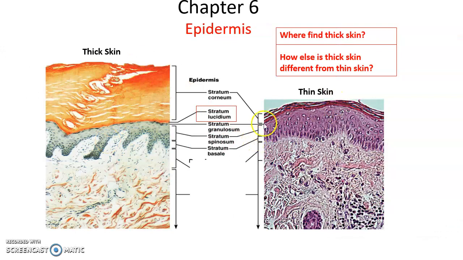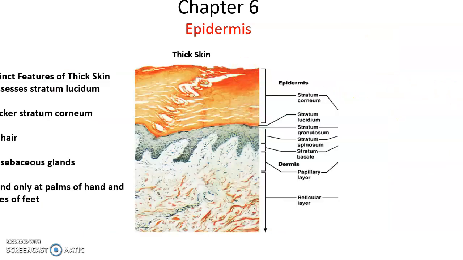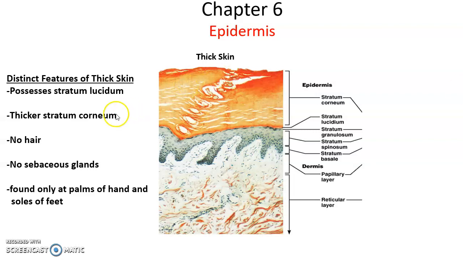All right, thick skin and thin skin. Thick skin, again, found in the palms of the hands, soles of the feet, has an extremely thick stratum corneum, and also possesses a stratum lucidum. Thin skin, on the other hand, is everywhere else, has no stratum lucidum and a thinner stratum corneum. Thick skin possesses stratum lucidum, thick stratum corneum, no hair. Our thick skin does not possess hair. No sebaceous glands, because they're always associated with hair. And again, soles of the feet, palms of the hands.